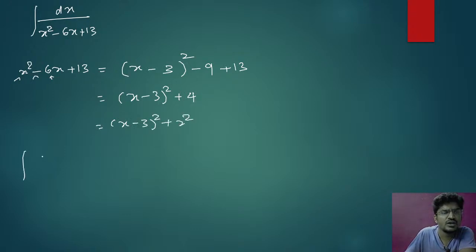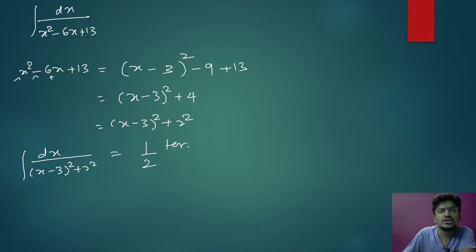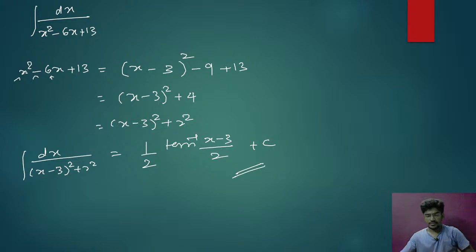Now this will be integration of dx divided by x minus 3 whole square plus 2 square. So 1 by a, that is 1 by 2, tan inverse of x value, that is x minus 3, divided by the a value, which is 2, plus c. This is your answer.